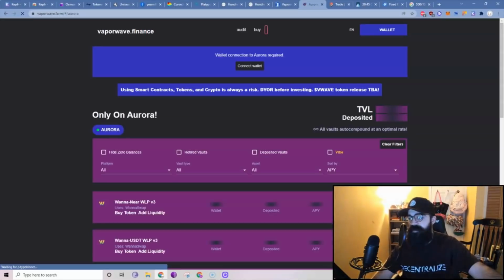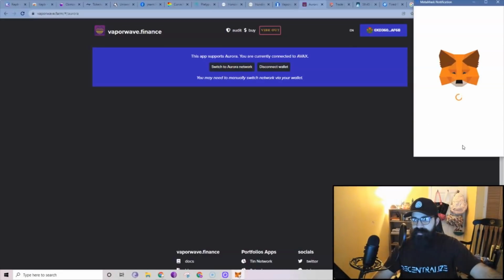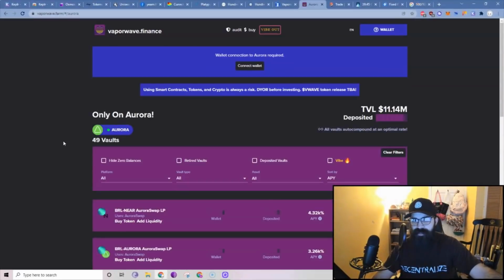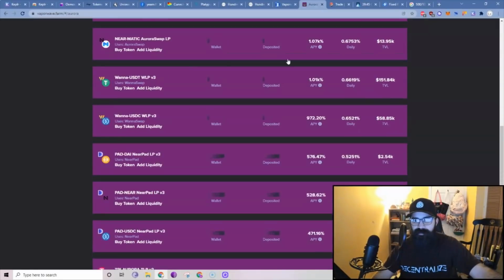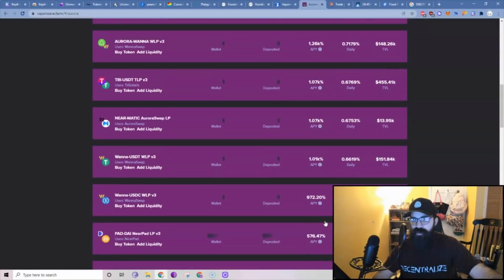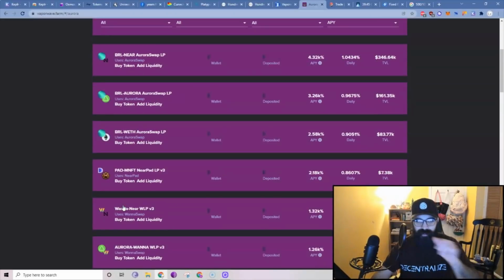I know there are additional contract risks, but this is a clone of Beefy, so take that for what it's worth. You can aggregate your yields here after you buy your tokens. You can see there are some pretty decent yields, right? And you have to look at these tokens and see what you're willing to expose yourself to.